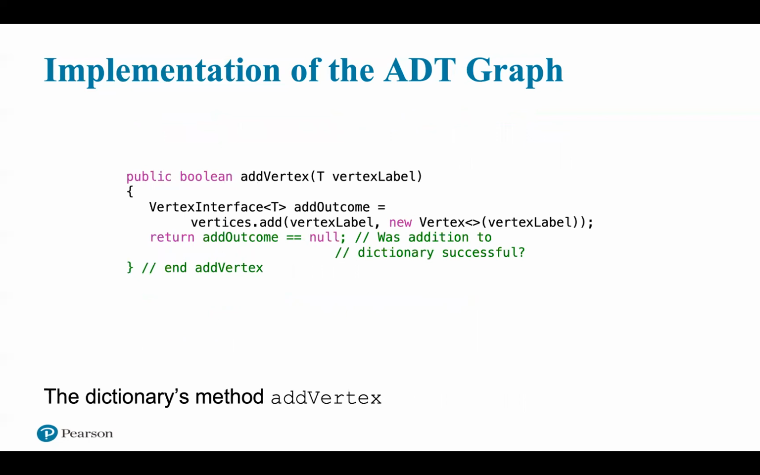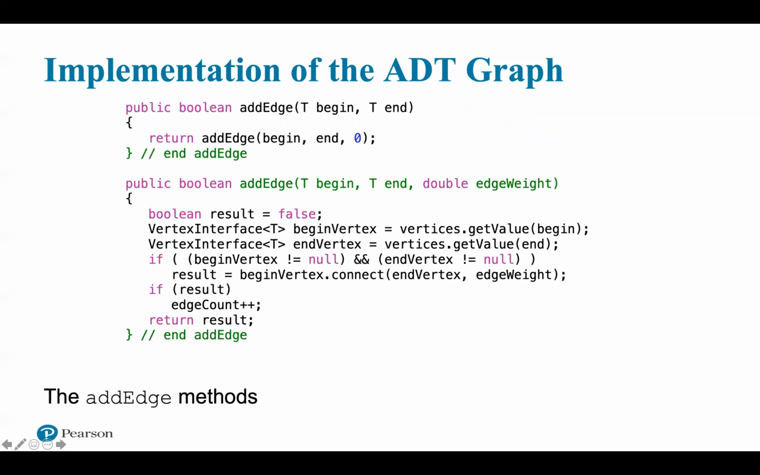For adding vertices, the method addVertex uses the Vertex constructor to create a new vertex. It then adds the vertex to the dictionary by invoking the dictionary method add. For adding edges, methods such as addEdge that identify an existing vertex by its label must locate the vertex within the dictionary vertices. To do this, they invoke the dictionary method getValue using the vertex label as the search key. Having located the vertices that delineate the edge to be added, addEdge adds an edge to the adjacency list of the origin vertex. It does this by invoking Vertex's connect method. If the edge is added successfully, edgeCount is incremented. Thus, our graph's addEdge methods have the following definition, one for weighted graphs and one for unweighted graphs.